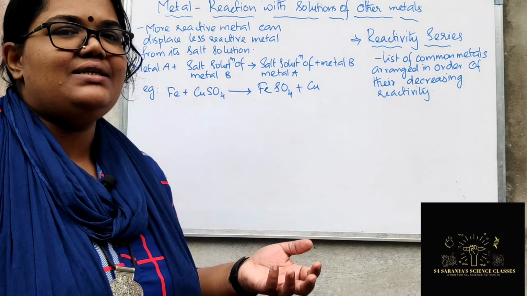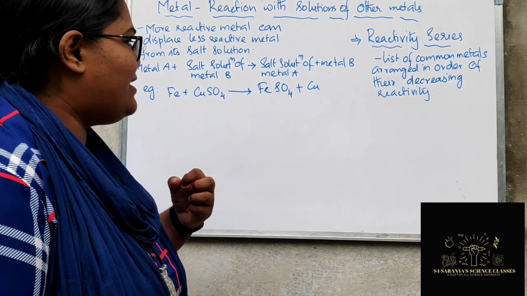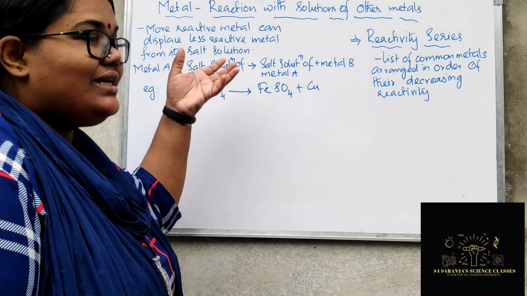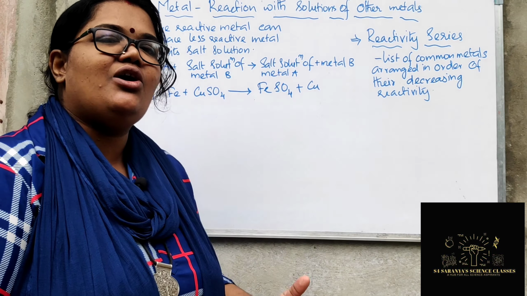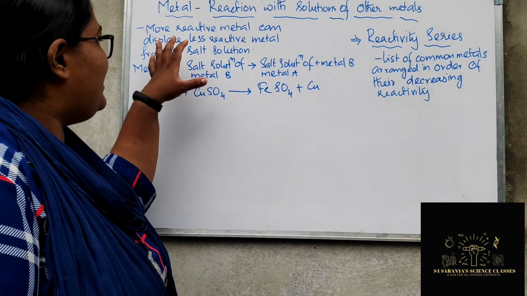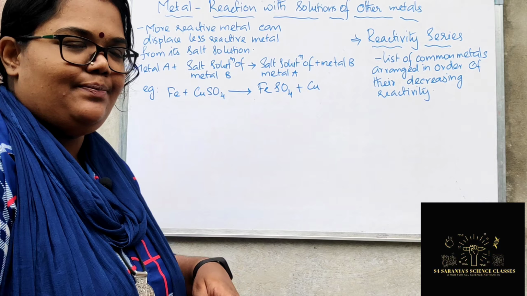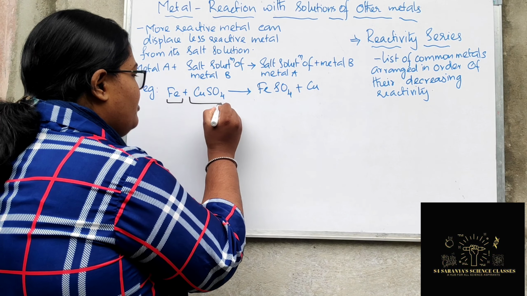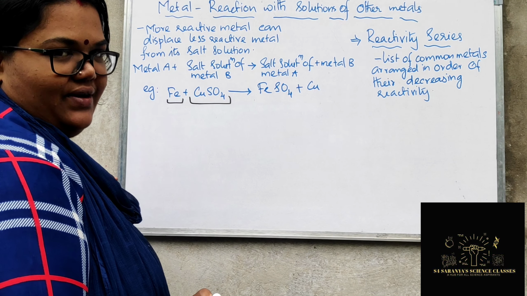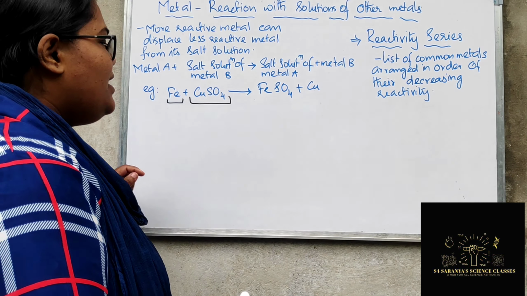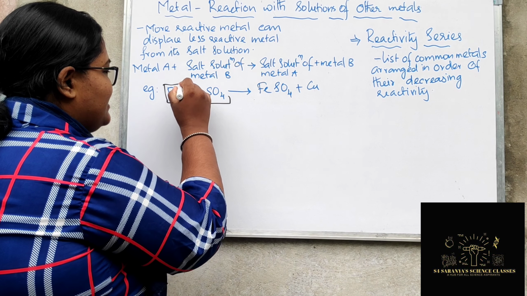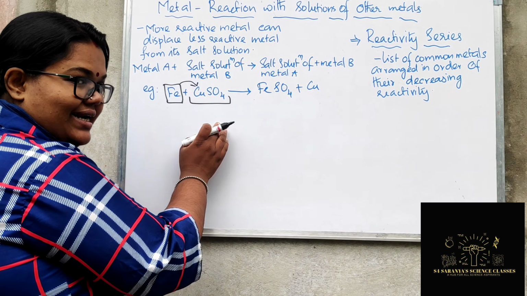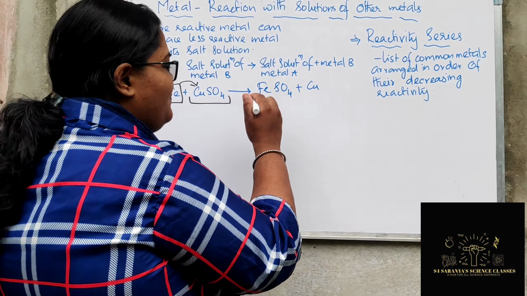So how will the reaction of metals with the solution of other metals be? Obviously it's a single displacement reaction, you can easily understand. How? A more reactive metal can displace a less reactive metal from the salt solution of the other. For example, if you are taking iron and another metallic solution, copper sulfate, then iron, being more reactive, can displace the copper metal, which is less reactive than iron, from the salt solution.